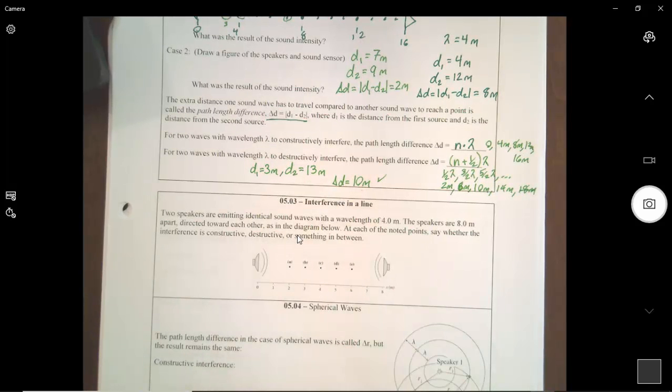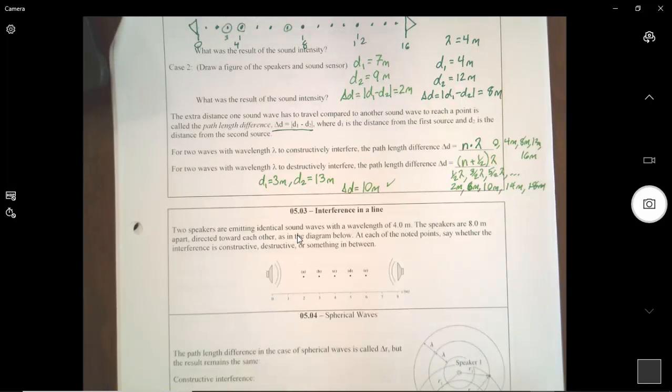Here's an example. It's very much the same thing. I don't think we need to go back over it, but you can do that for practice.